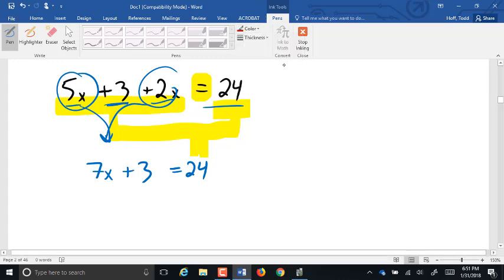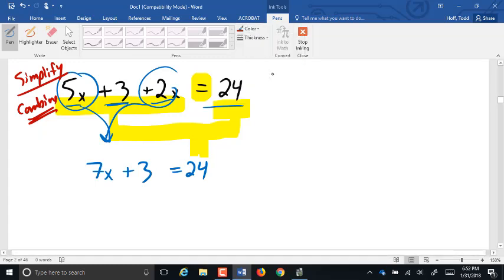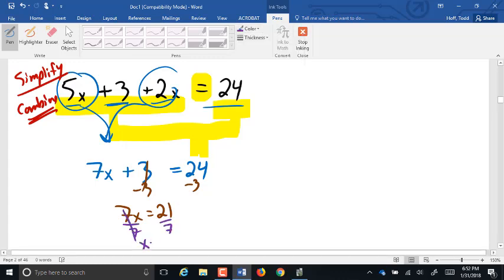So the first step that we must do before we can start to solve any equation is simplify or combine anything we can on each side. So here we could simplify it by combining the 5x and the 2x. Now just for practice, what would we do from here? We would subtract 3, 7x equals 21, and then divide by 7. X equals 3.